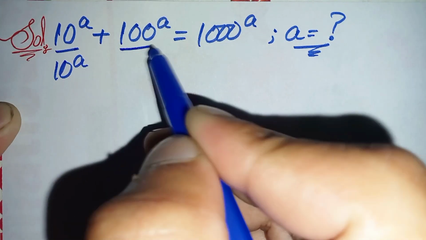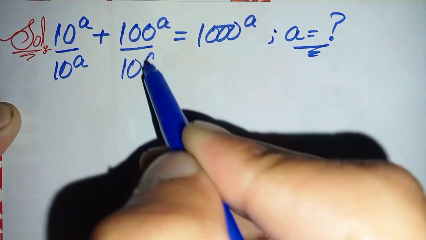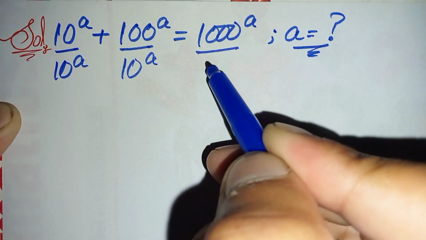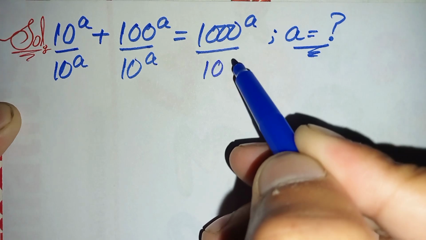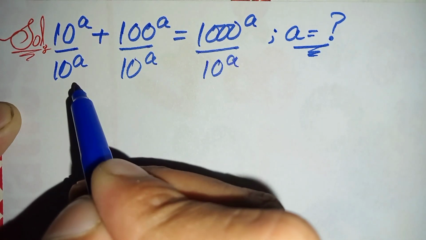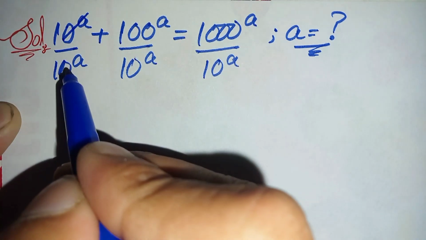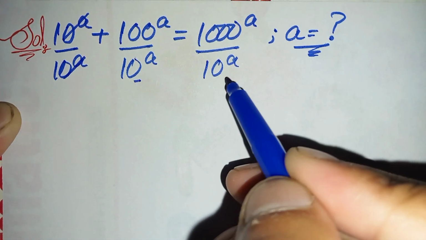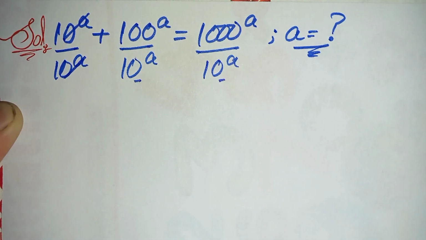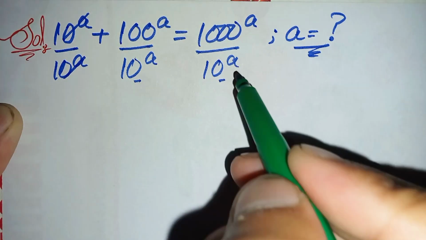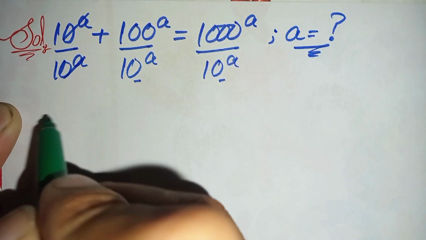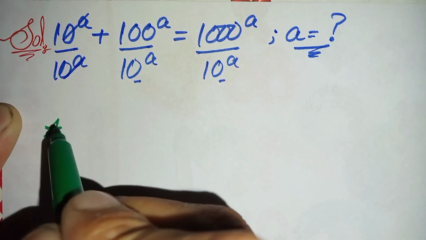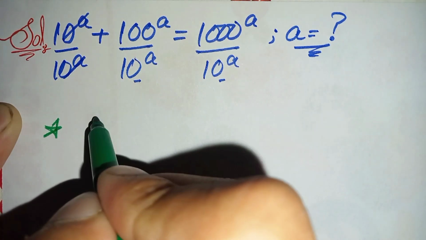So this will become 10 raised to power a. Also divide this term by 10 raised to power a. Also divide this term by 10 raised to power a. Now here we will cancel this 10 raised to power a with this 10 raised to power a, and in the second term and the term in the right hand side we will use an exponential math property to take the power out from the numerator and denominator.